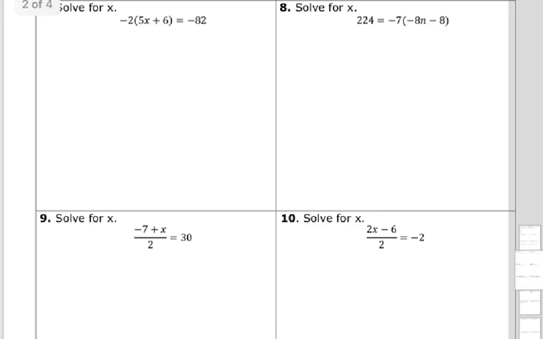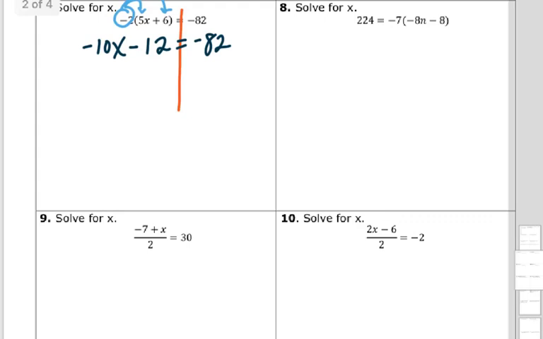Okay, so now we're going to take a look at number 7. Same thing. We are still solving an equation, so I'm going to draw this line to help me separate the two sides. It says solve for x. To solve for x, the first step is to get rid of parentheses by distributing. So I take that negative 2 and I distribute it. Negative 2 times 5 is a negative 10x. Negative 2 times 6 is a minus 12. And it equals a negative 82.